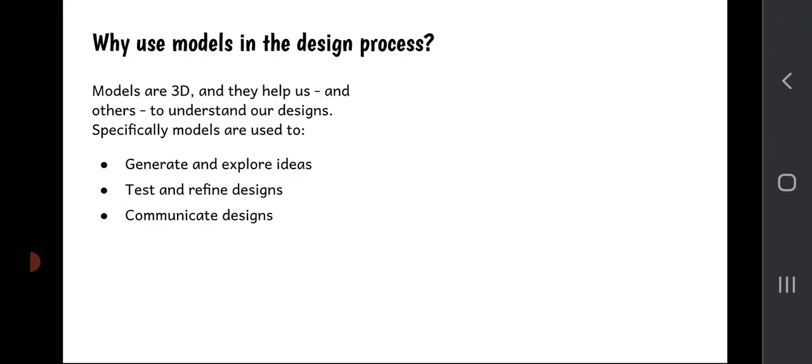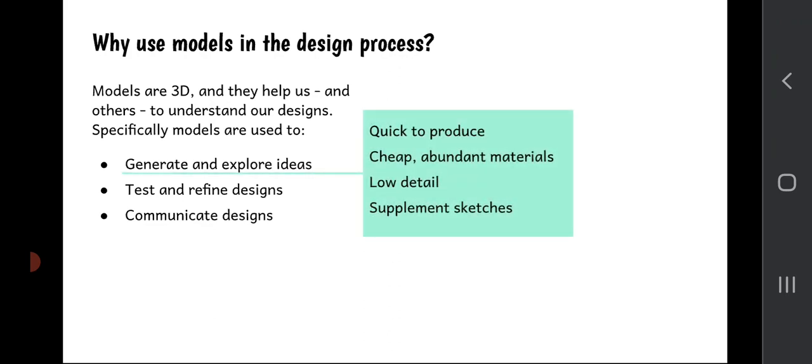Now, more specifically, we use models in the design process to generate and explore ideas because they're quick to produce. We would use models which require cheap materials. These models tend to have low detail and they tend to back up or supplement the sketches that we've already done. So for using models to generate and explore ideas, we tend to be looking for more of a quick model making method.